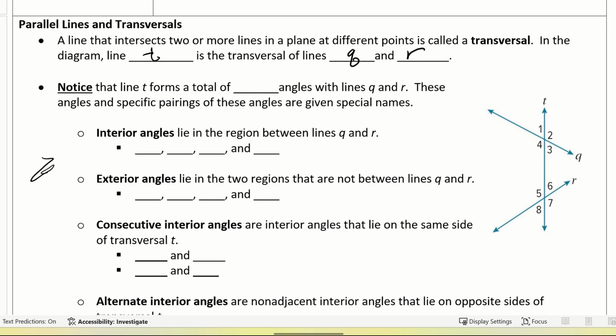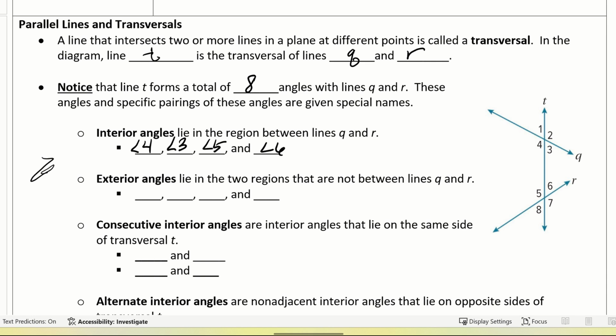Notice the line T forms a total of 8 angles with lines Q and R. These angles and specific pairings of these angles are given special names. So the interior angles lie on the inside of those two lines between them. So that would be angle 4, angle 3, angle 5 and angle 6.